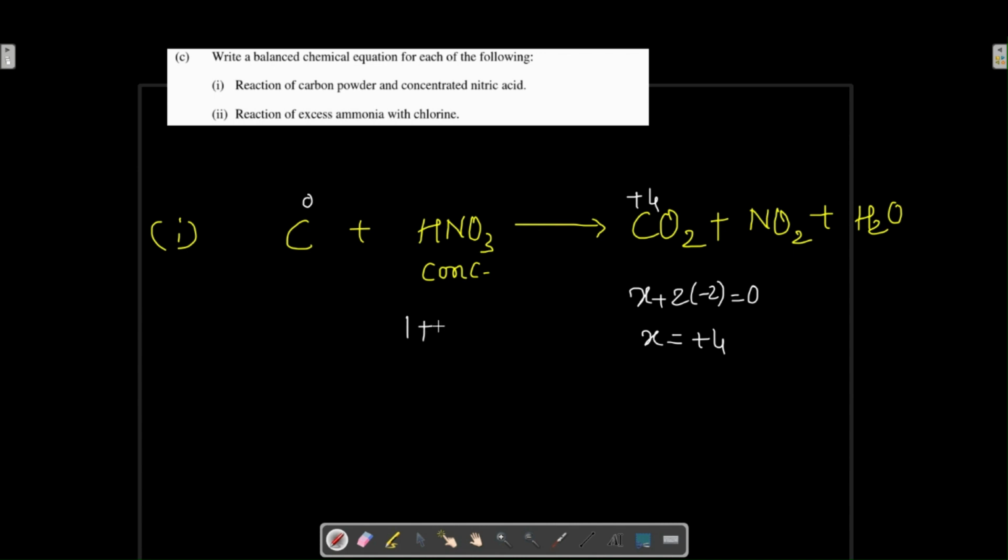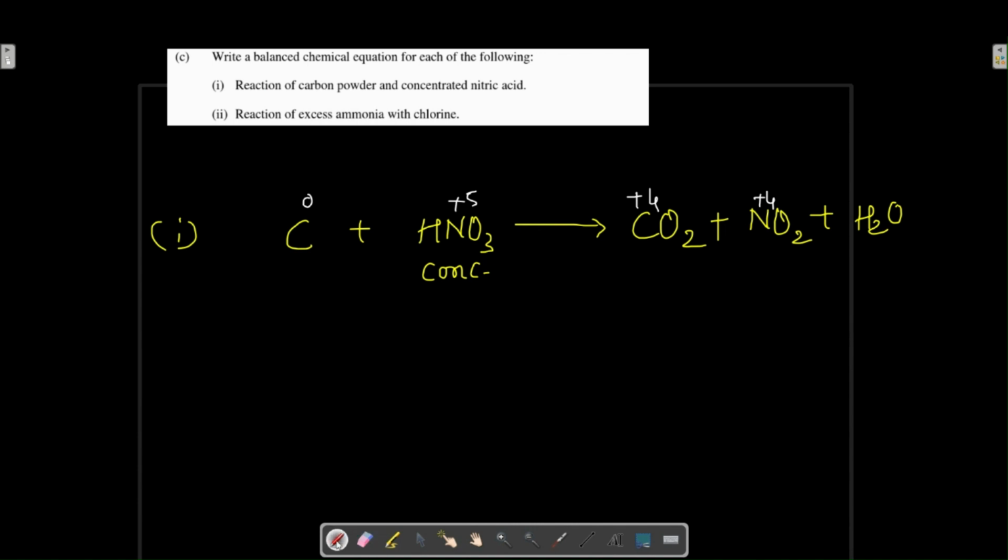Nitrogen in HNO3. Previously we found it: 1 plus X minus 6 is equal to 0, X you will get plus 5. So write plus 5. NO2: X minus 4 is equal to 0, X you will get plus 4. So write plus 4. Water, don't touch. Done. This is the formal charge.